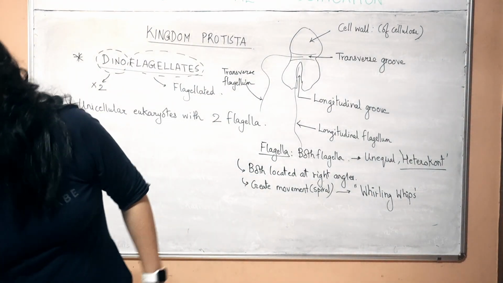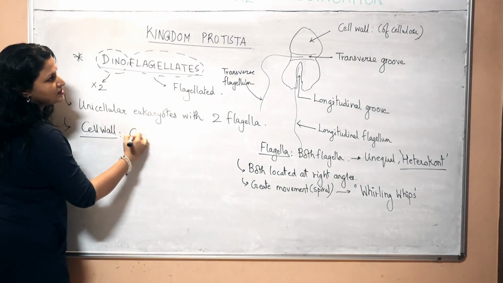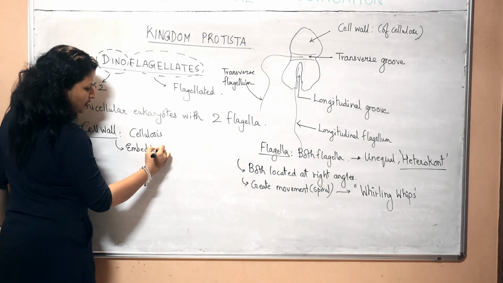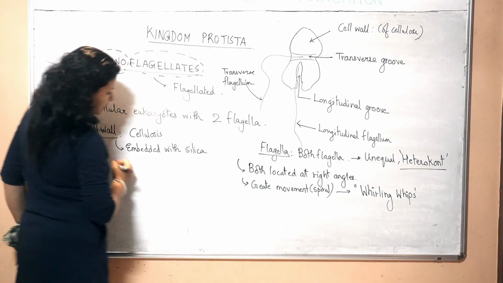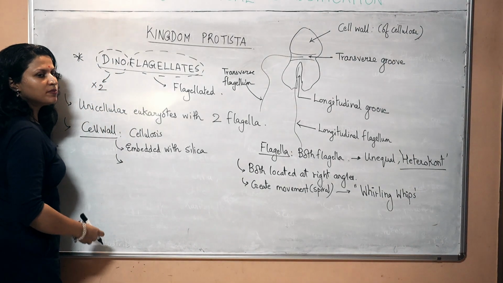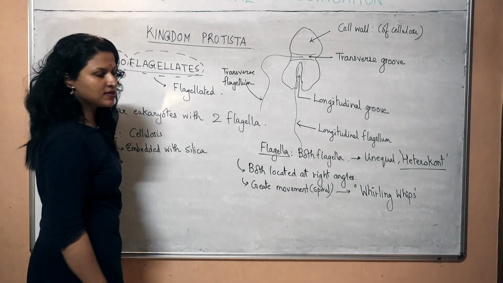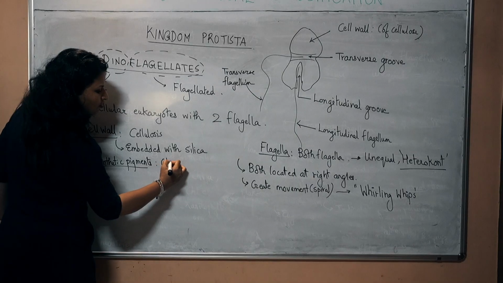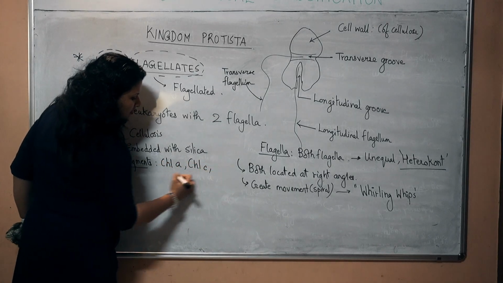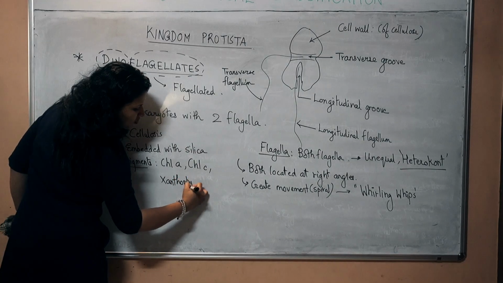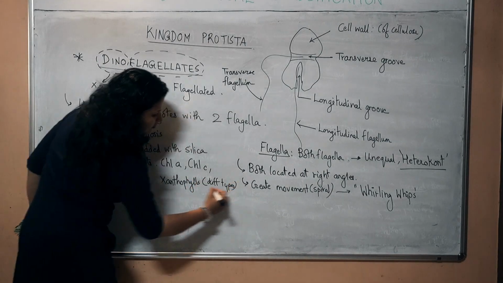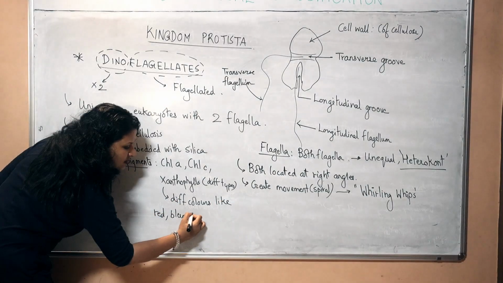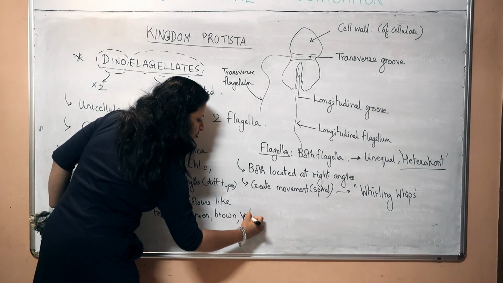Okay, next let's talk about their wall. The cell wall is cellulosic, and it may also be impregnated with silica. It is also embedded with silica, just like chrysophytes, but they do not appear golden in color because of the presence of different types of photosynthetic pigments in them. Photosynthetic pigments include chlorophyll A, chlorophyll C, and xanthophylls of different types, which give them different colors like red, blue, green, brown, even yellow.